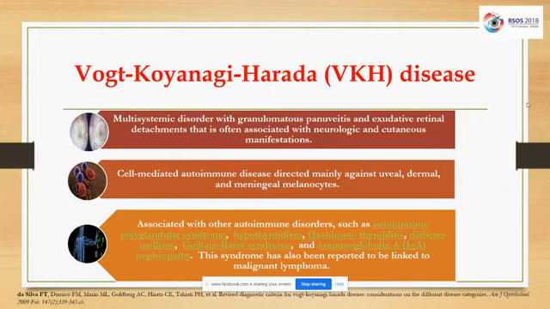It is a multisystemic disorder with granulomatous uveitis and exudative retinal detachment with neurological and cutaneous manifestations. It's a cell-mediated autoimmune disease directed mainly against uveal, dermal, and meningeal melanocytes. It's associated with other autoimmune disorders like autoimmune polyglandular syndrome, hypothyroidism, Hashimoto thyroiditis, diabetes mellitus, Guillain-Barré syndrome, immunoglobulin A nephropathy, and this syndrome may also be linked to malignant lymphoma.